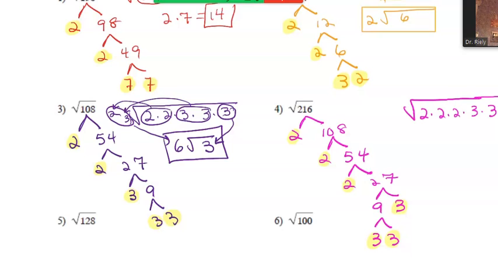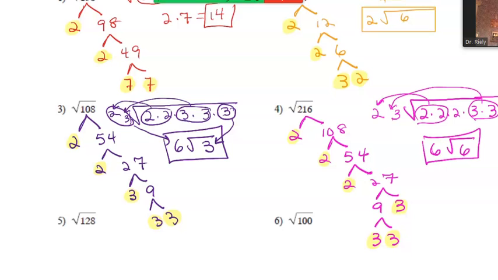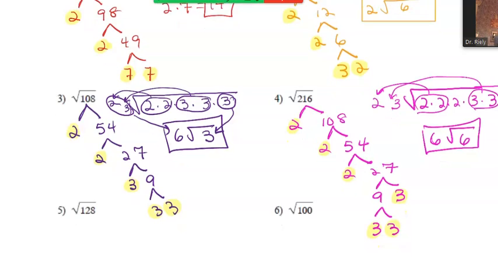Okay, so circle your pairs. Remember, they come out as individuals. And what's left inside is another 2 times 3. So I have 2 times 3 outside. I have 2 times 3 inside. So that gives me 6 radical 3.